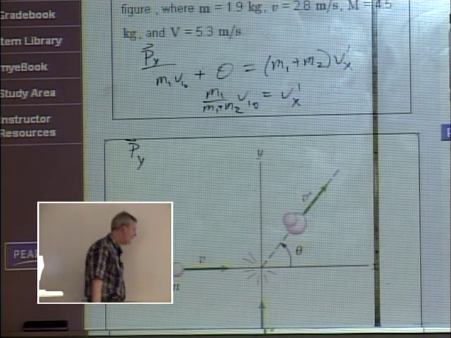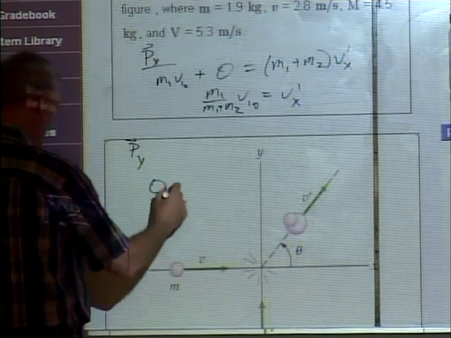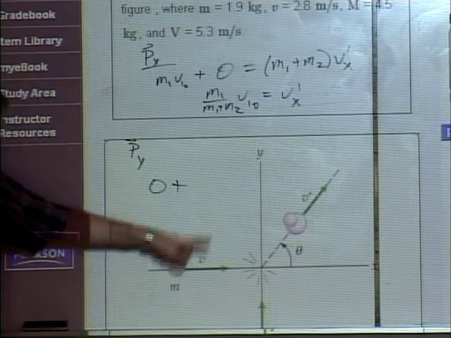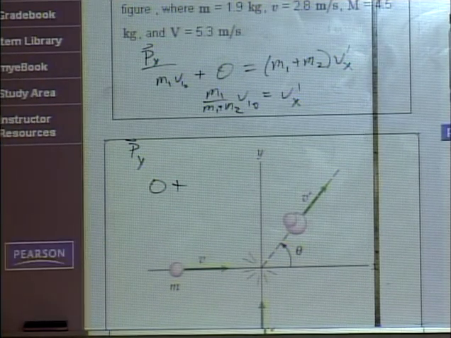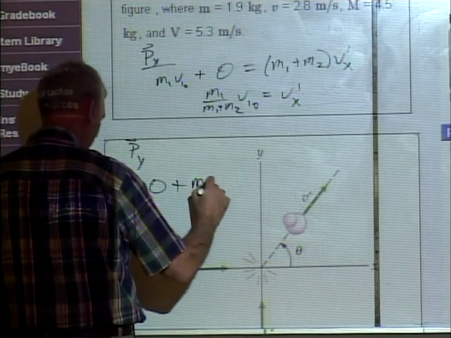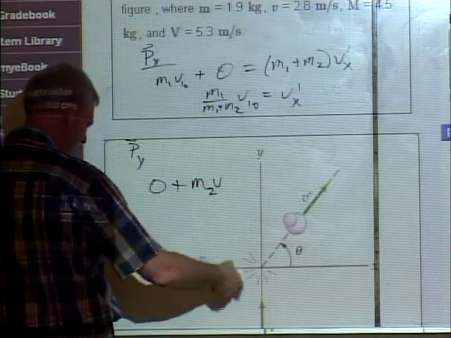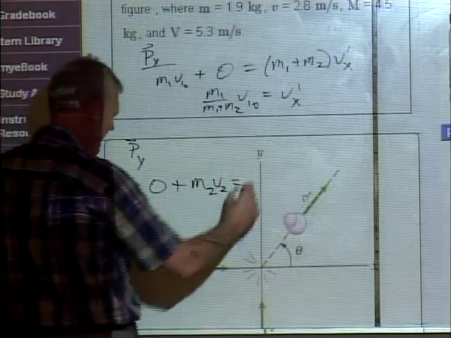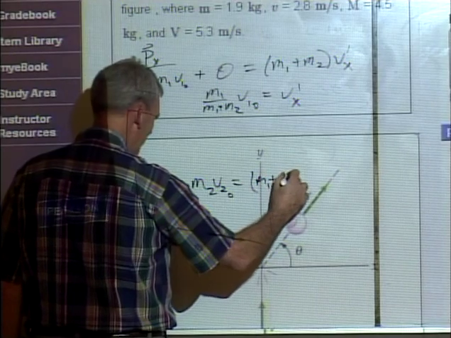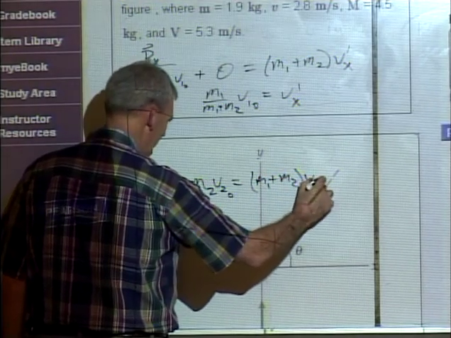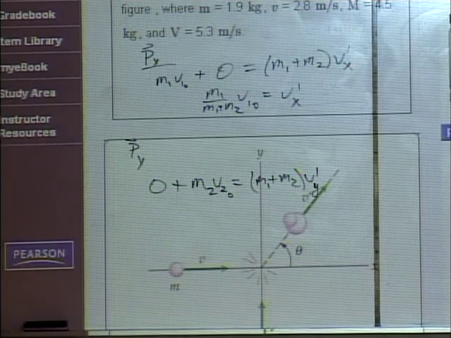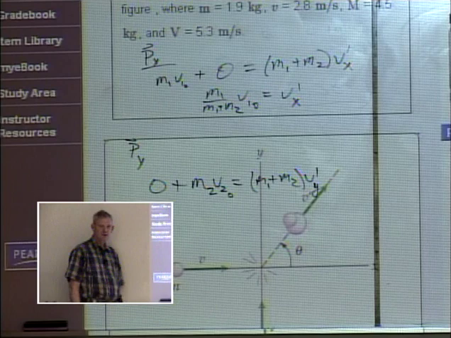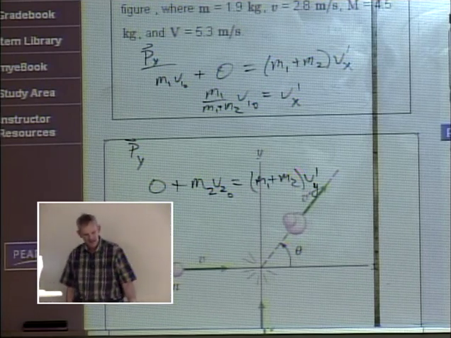And then with the Y direction, we've got zero. This is my M1 V1 naught, because it's got no velocity in the Y direction whatsoever. Plus big M2, well, they made it a big M, times V2 naught equals, once again, M1 plus M2 times V prime in the Y direction. Hey, you do the same little algebra trick again. Boom. That's not bad.